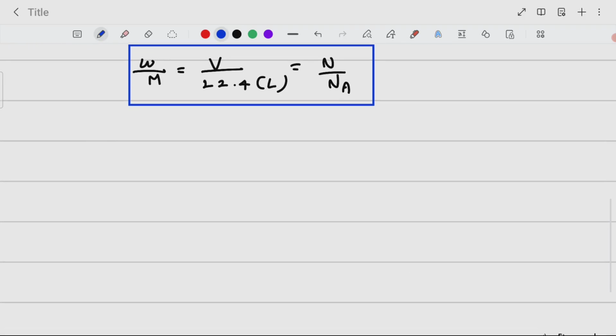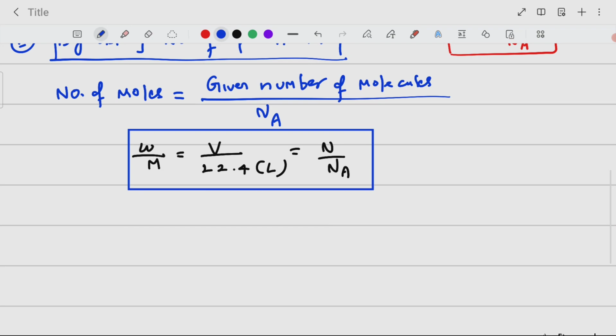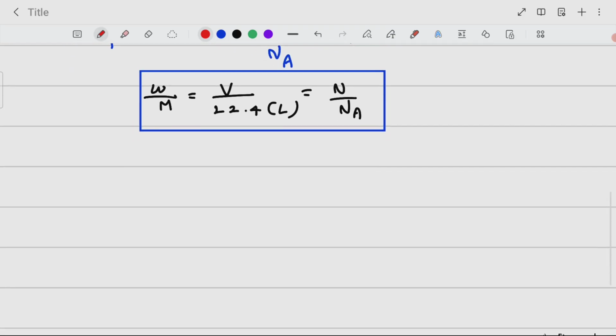Once everyone goes through the formula, the interconversion of mass based, volume based, number based, there is one important set of terms which grab the concentration of JEE. JEE loves these topics. In every JEE exam, one or two questions are asked directly or indirectly based on these terms. What are those terms?